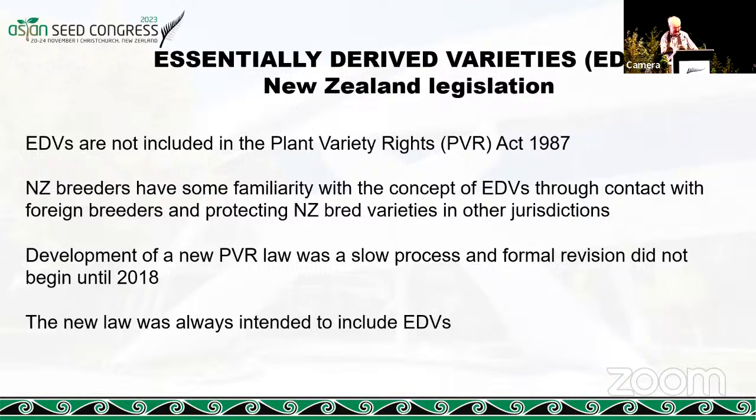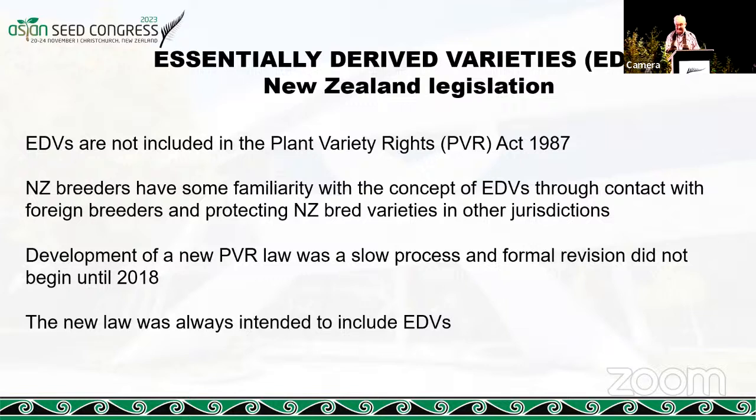So let's go back to the specific New Zealand situation. In our previous law, the Plant Variety Rights Act 1987, EDVs were not included. And of course, that law was based on the 1978 UPOV Convention, which also did not include any concept of EDVs. However, in the last 20 years or so, New Zealand breeders have had some familiarity with the concept of EDVs through contact with foreign breeders and protecting New Zealand varieties in other jurisdictions. So there is certainly a level of knowledge nationally and awareness of the principle.